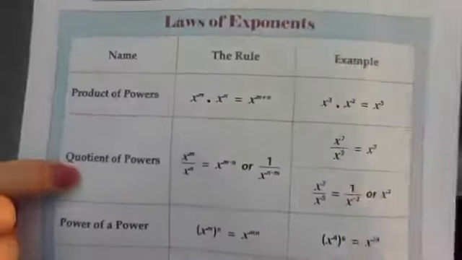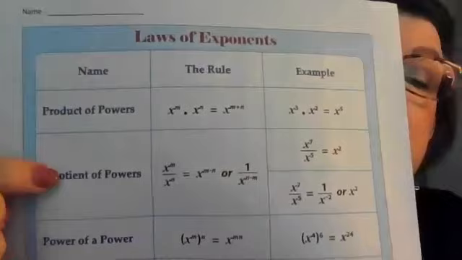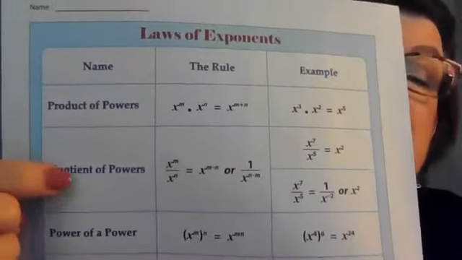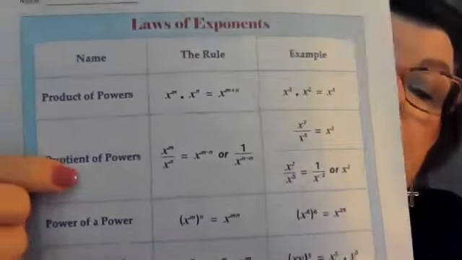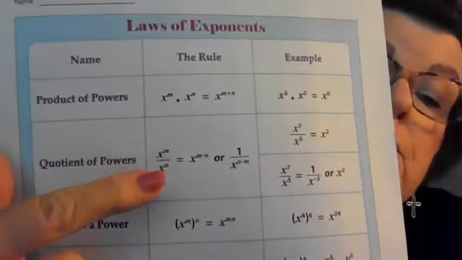Subtracting. Okay, so if we're multiplying same bases, we're going to add. If we're dividing same bases, we're going to subtract. And that's all the rules we're going to do today, so I don't mess you up. But if you want to look, it is the one called quotient. Quotient is the answer to a division problem. That's why this is the rule.